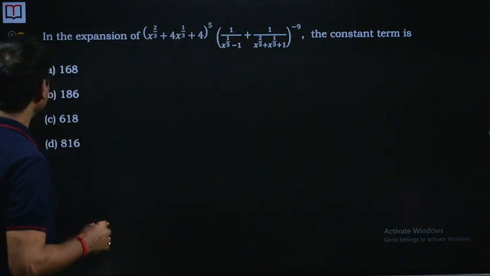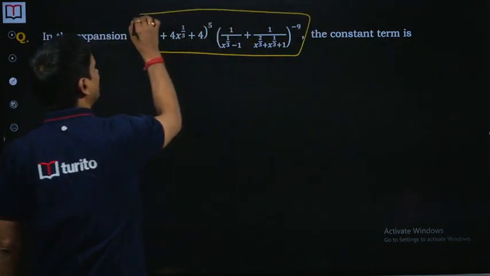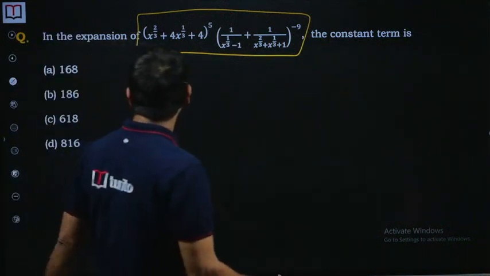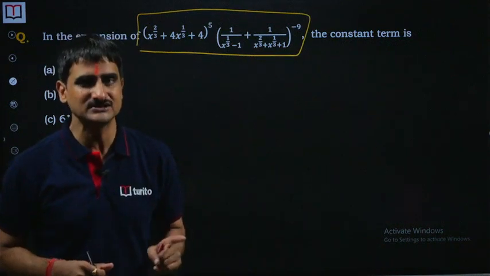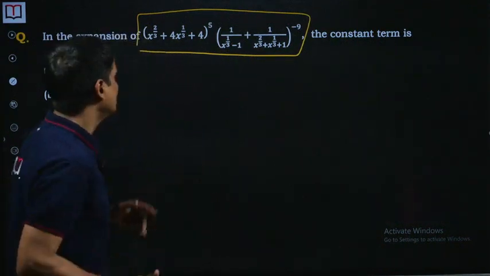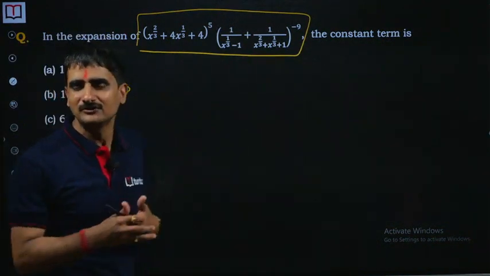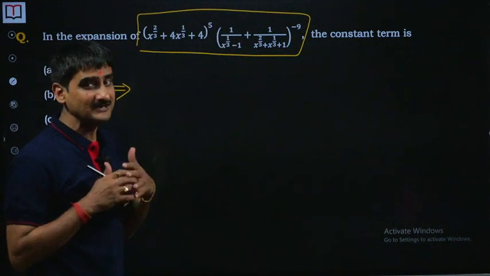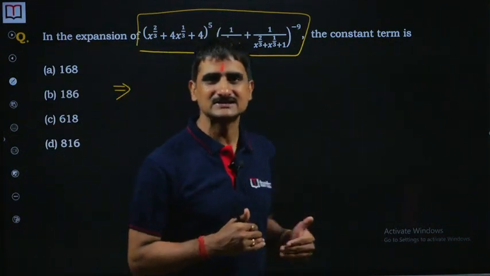The first question is: in the expansion of this multinomial, we have to find the constant term, that means the term which is independent of x. Why did I give you this question? Because it needs a bit of manipulation and observation, and use of your previous small classes identity.